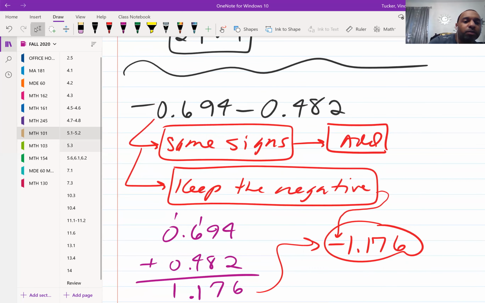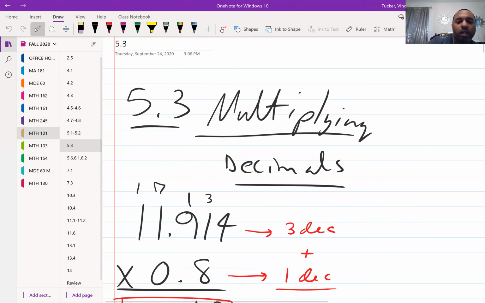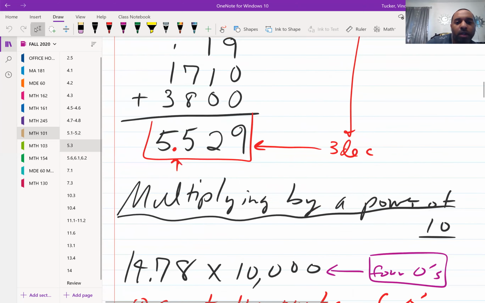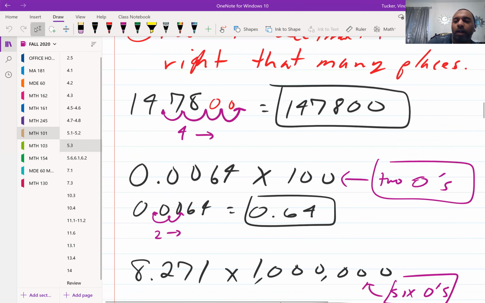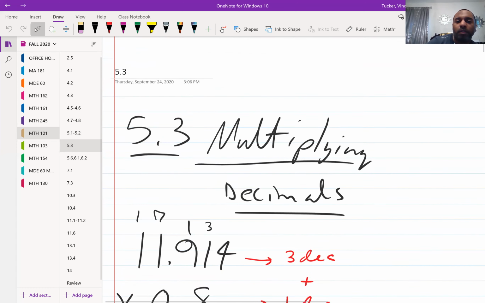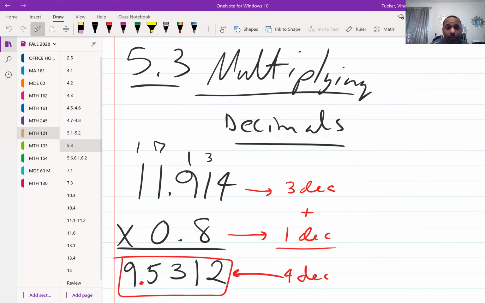Yeah, that was 5-2. So we're looking at 5-3 now. I believe 5-3 and 5-4 is dividing. Let me check. Yep, 5-4 is dividing. All right, so let's look at multiplying first. I want to erase this stuff.